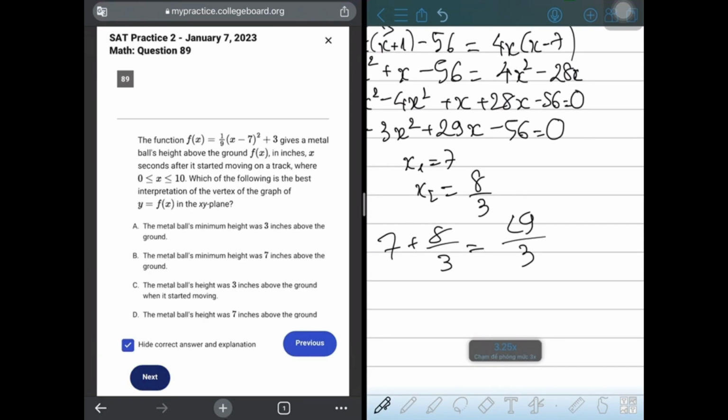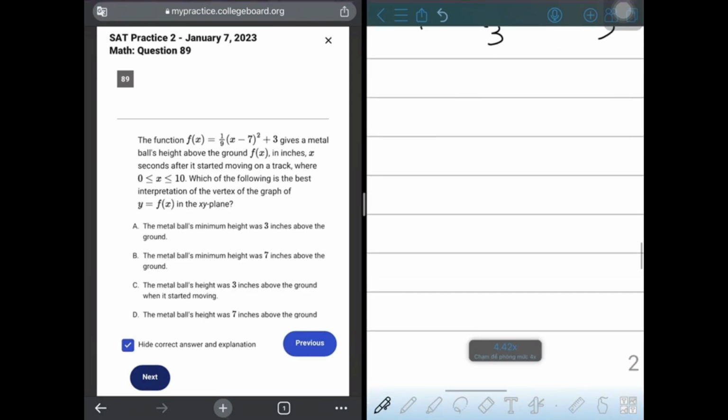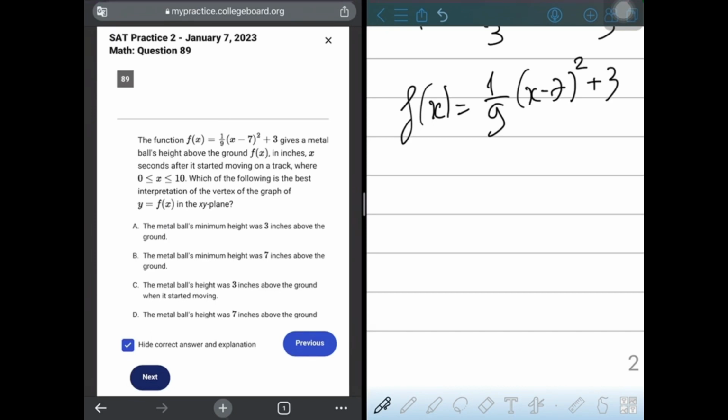Okay, this is the difficult one. And the question is also kind of long, but you need to read it carefully. Now we have the function f(x) equal, okay, and the whole function will give the height of the ball above the road. So it means the value of f(x) will inform you about the height of the ball. And x here represents the seconds after it started moving.